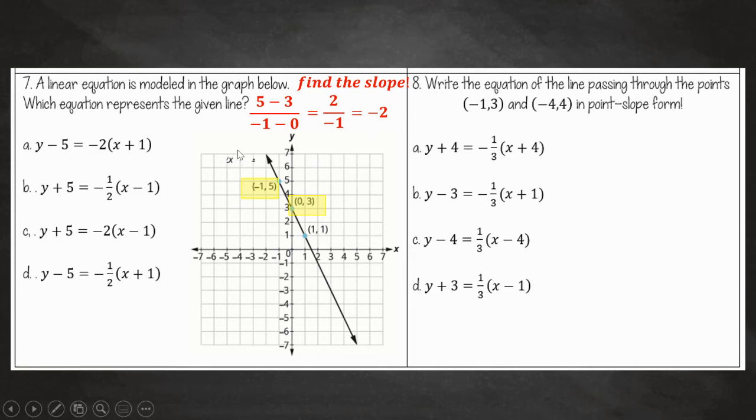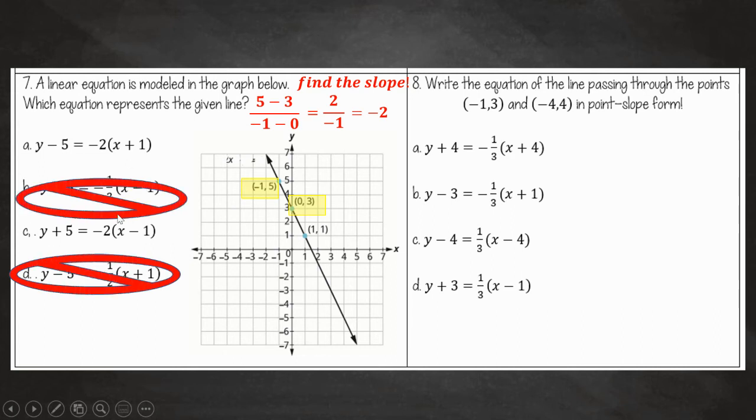Once I find my slope of -2, I'm going to look at my answer choices and see which ones I can eliminate. All right, now I'm down to a 50-50 shot of getting the answer correct. So I'm going to plug it into my point slope form. And I'm going to use the point -1, 5. And I know which point to use because if I look at my point slope form, I've noticed they've used the 5 and the 1 in all of my answer choices.